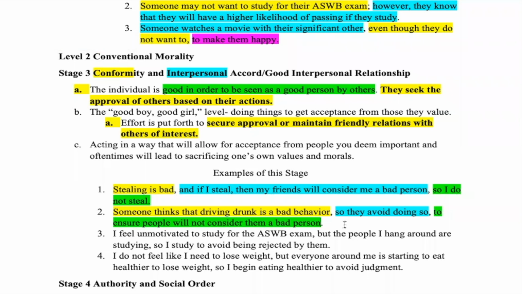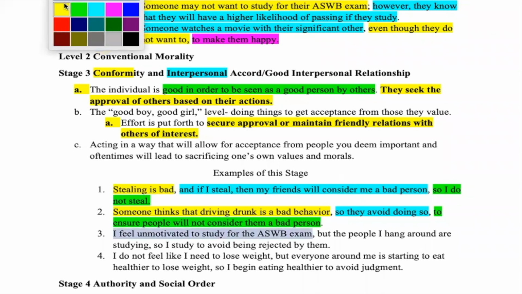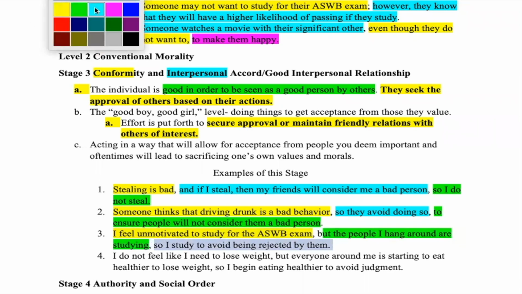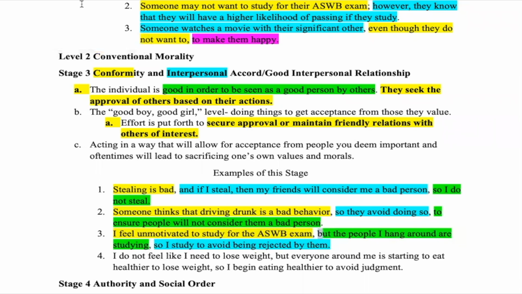Another example, I feel unmotivated to study for the ASWB exam, but the people I hang around are studying, so I study to avoid being rejected by them. So I feel unmotivated to study for the exam. The people I hang around are studying, so they're like, you know what? We're ready to get into the exam to kick it directly in the chest to get the job done. So I'm like, man, I ain't about to be rejected in this situation. You know darn well that I'm about to get that exam done.